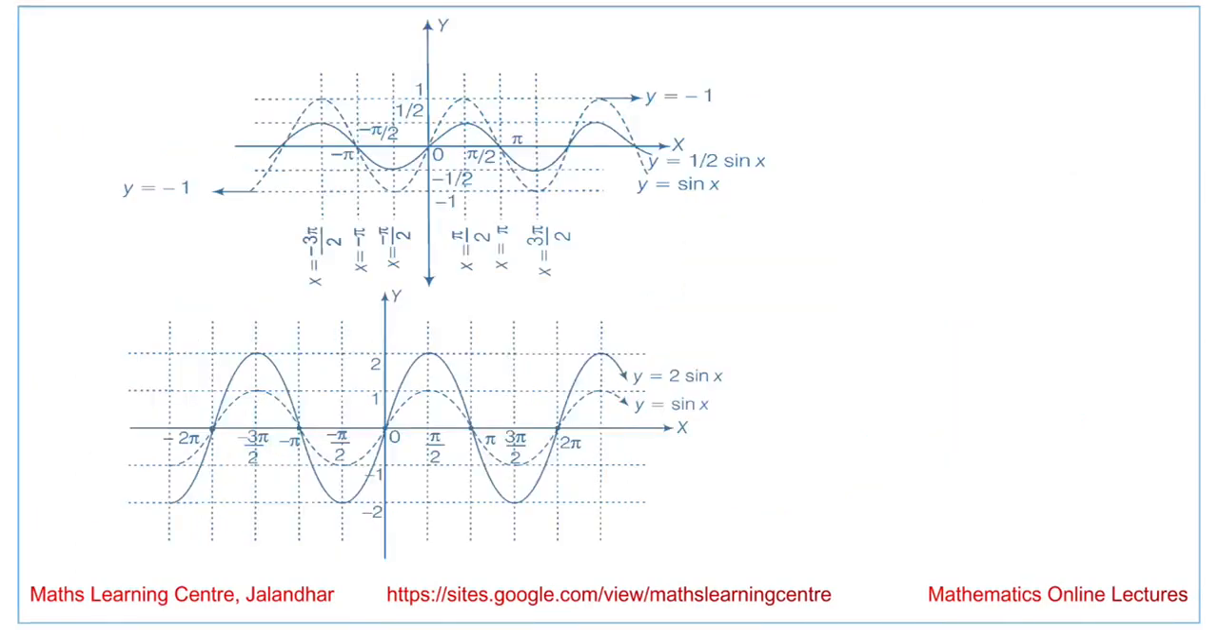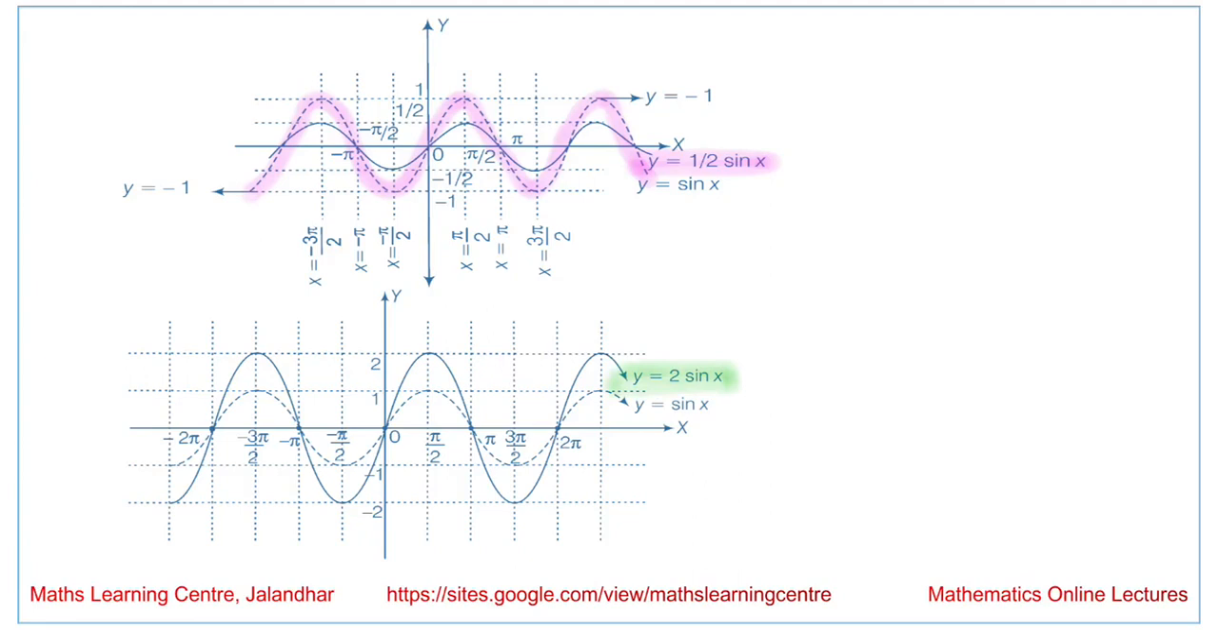We are talking about another example over here. We are given the function y is equal to sine of x. This is the function y is equal to sine of x. We have to plot y is equal to 1 by 2 sine x, and we have to plot y is equal to 2 times sine x.